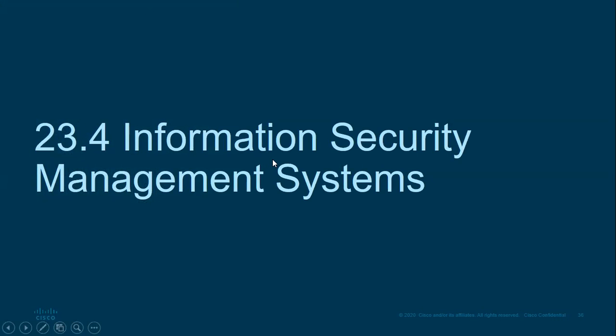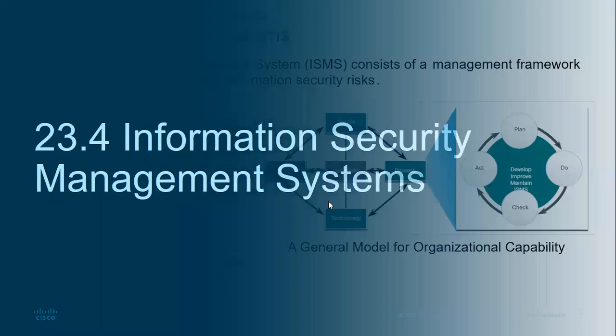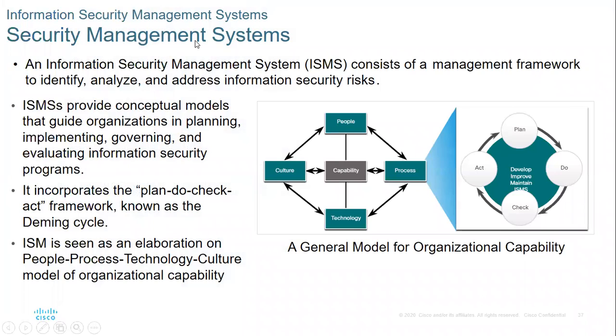Section 4 deals with information security management systems. When you're trying to implement security in your organization, there are certain models that you must follow for that security to work. One of the models is what is known as the information security management system. This is a framework which you can adopt as your own to identify, analyze, and address information security risks.